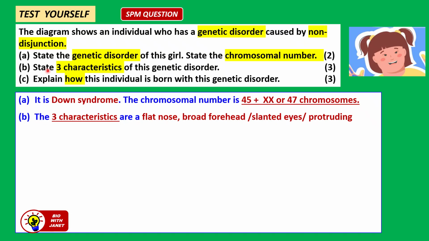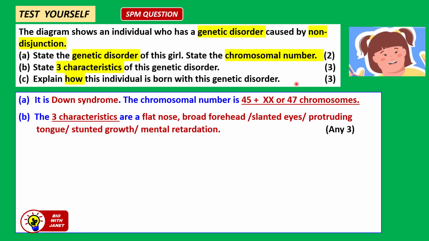Okay? Now, state 3 characteristics of this genetic disorder. So we have to know at least 3 or more characteristics. Flat nose, broad forehead, slanted eyes, protruding tongue, stunted growth, and mental retardation. Okay, write in full, write a full sentence. 3 characteristics are. Okay, next, explain how this individual is born with this genetic disorder.